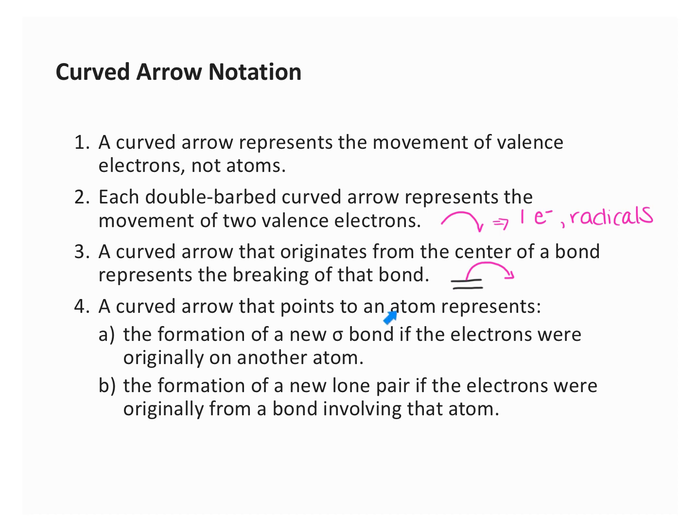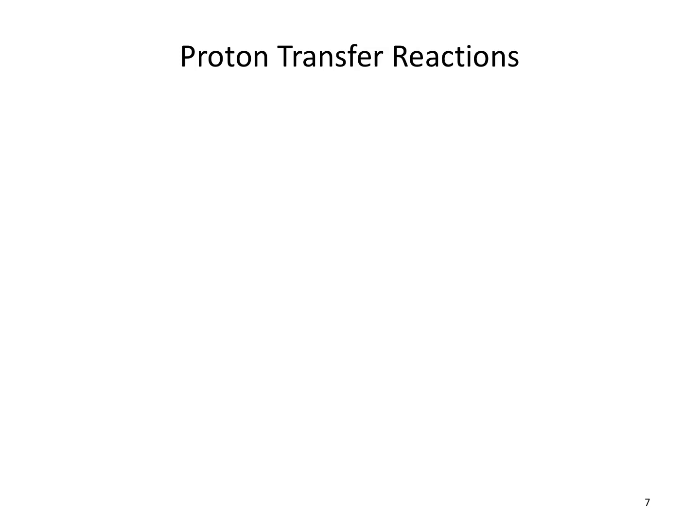A curved arrow that points to an atom represents one of 2 things. The formation of a new sigma bond if the electrons were originally on another atom. So are we forming a new single bond? Or the formation of a new lone pair if the electrons were originally from a bond involving that atom. Now we're going to continue to look at examples of this as we go through organic chemistry. And so I wanted to have these printed really nicely for you in case you wanted to refer back to them. So let's look at another example of a proton transfer reaction.